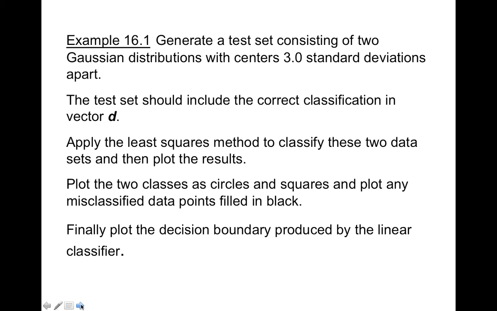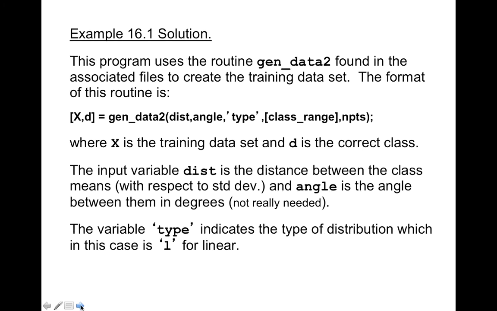Just as an example, we can generate a test set consisting of two Gaussian distributions that have centers 3 standard deviations apart. The test set will include the correct classification vector D. We're going to apply the least squares method to classify these two data sets and then plot the results. The two classes will be plotted as circles and squares, and we'll plot any misclassified data points filled in black. Finally, we'll plot the decision boundary that's produced by the linear classifier. There is a routine, generate data, that's given by your author in the associated chapter files, and it contains the syntax mentioned here.